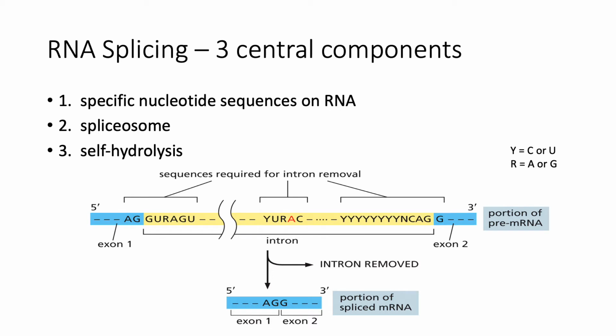So the answer to how the cell differentiates between exons and introns, when they're just simply what they look like to us, random RNA sequences, is that there are specific signals, or specific RNA sequences, that illustrate where they are or point out where these exon-intron boundaries are.